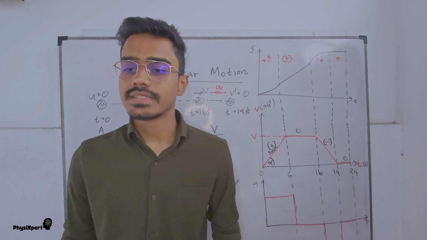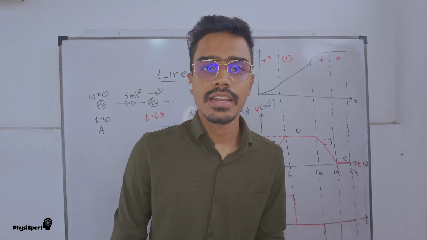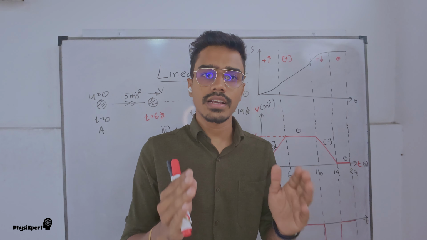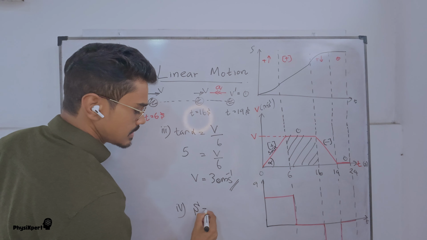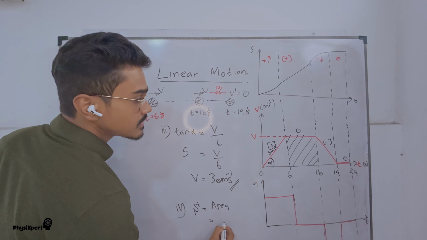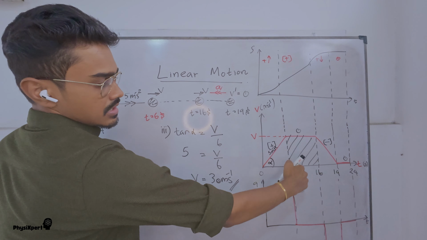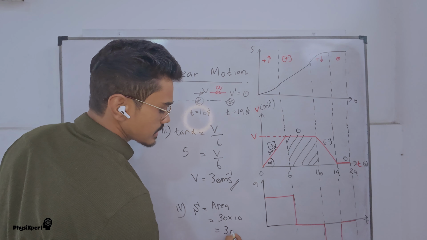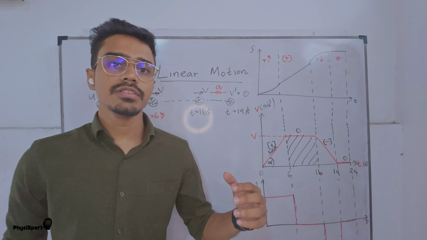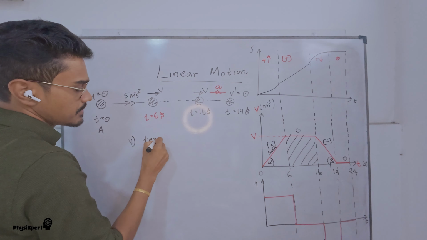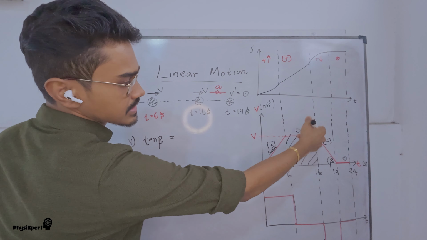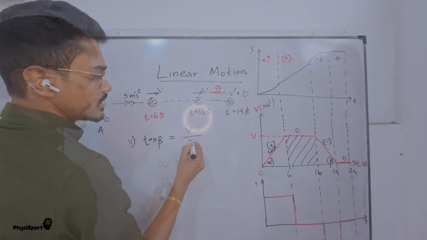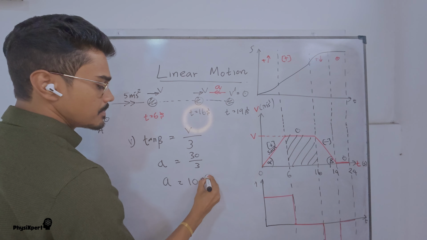Part 4: what's the distance travelled with uniform velocity? I explained to you that distance travelled is given by the area under the curve of a VT graph. Displacement is the area under the curve. It can be written as V, which is known, 30 times 10, so 300 meters. Next is the value of deceleration the bus had. We can write tan beta equals V over 3. So the deceleration is 10 ms^-2.